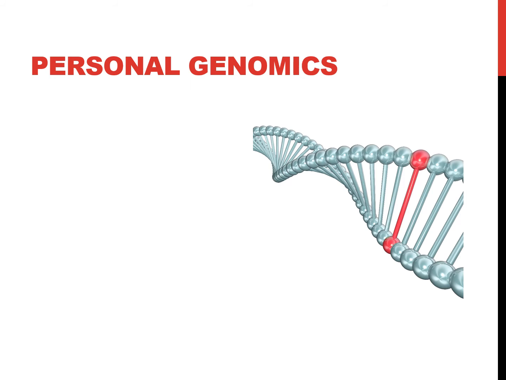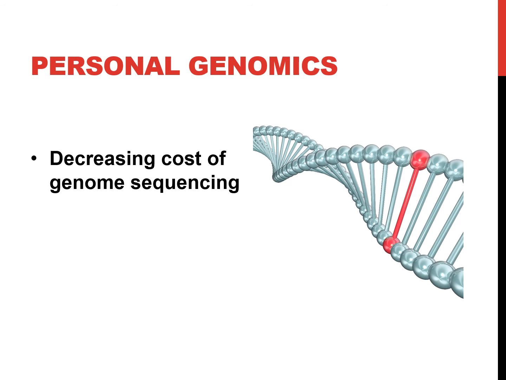So personal genomics. The decreasing cost of genome sequencing and the availability of personal genetics testing companies allow more personal uses of genetic data. Sequencing costs used to be $100 million per genome initially, and in 2017 it costs less than $1,000 per genome, according to the National Human Genome Research Institute. And the cost is expected to continue to decrease with advances in technology.